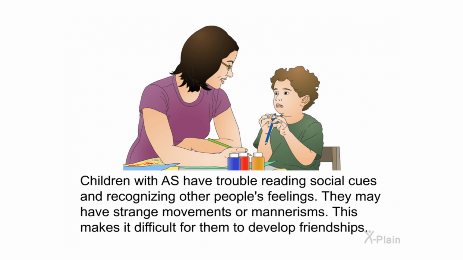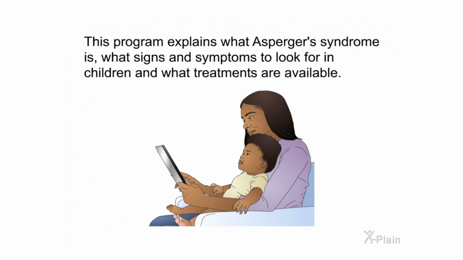Children with AS have trouble reading social cues and recognizing other people's feelings. They may have strange movements or mannerisms. This makes it difficult for them to develop friendships. This program explains what Asperger Syndrome is, what signs and symptoms to look for in children, and what treatments are available.